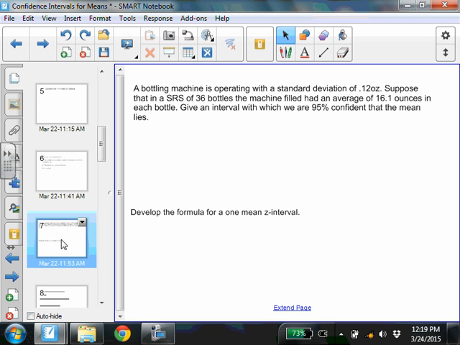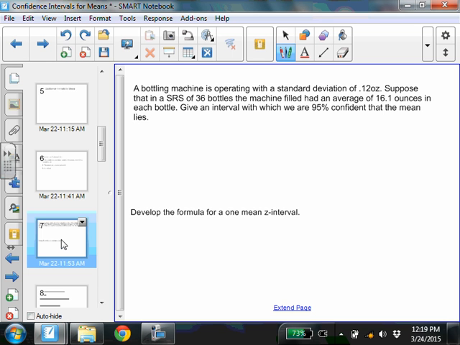So we took 36 bottles that the machine filled. We're going to use them as a sample, and we're going to say that they average 16.1 ounces in each bottle. And then we're going to come up with an interval with which we are 95% confident that the mean lies. So we're going to come up with a 95% confidence interval for where the mean would be. And we're going to develop a formula here for a one mean z interval.